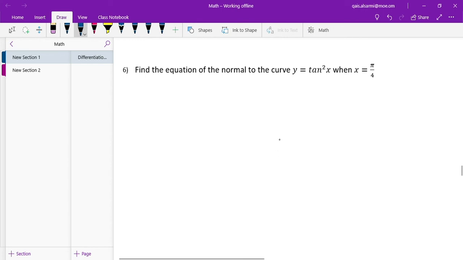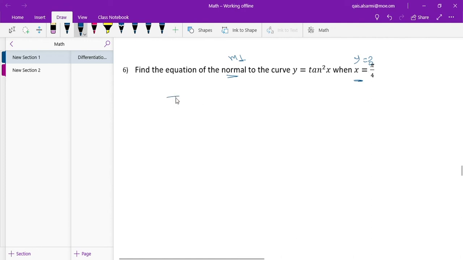Here it is required to get the equation of the normal to the curve when x equals pi over 4. Where is y? Y is not given. Do you remember, to get the equation of any straight line, or to get the equation of the normal, you have to get a point and a gradient.